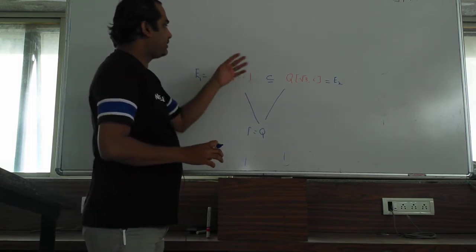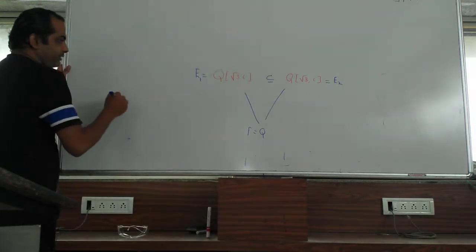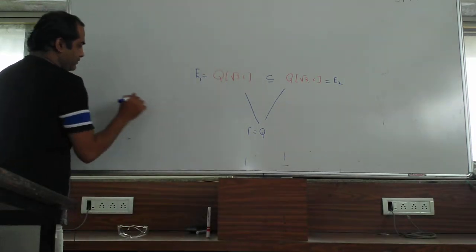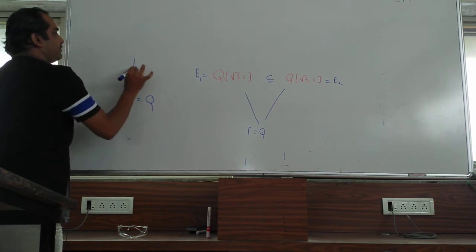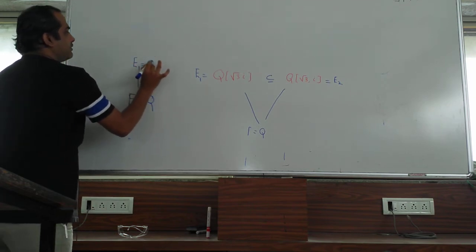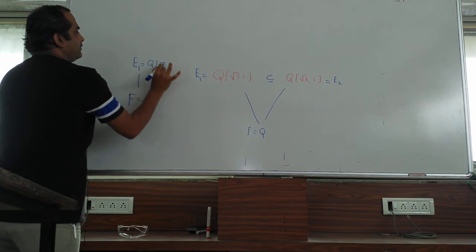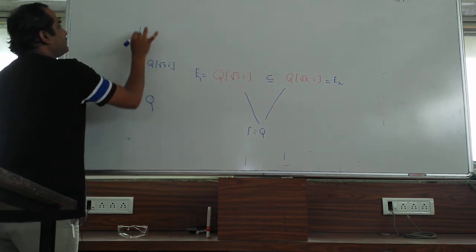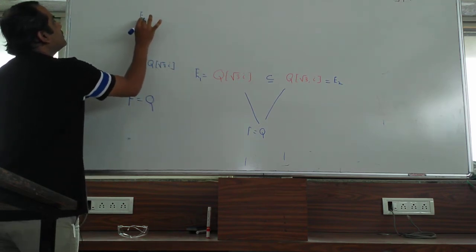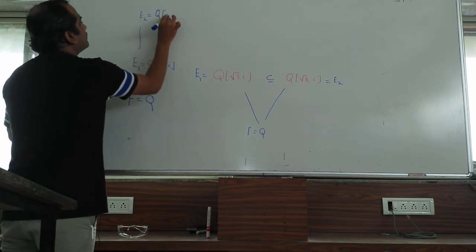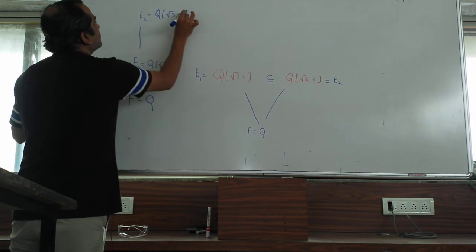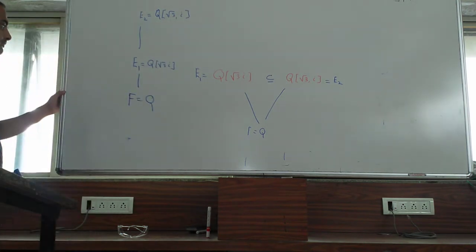So we wanted to find the degree of extension. What we have is the relation F equals Q, contained in E1, which is Q of root 3 i, contained in E2, which is Q of root 3 comma i.